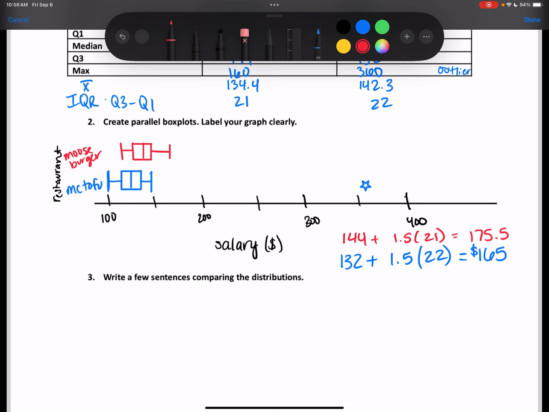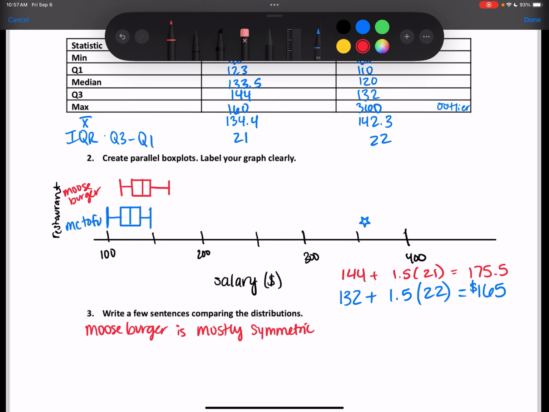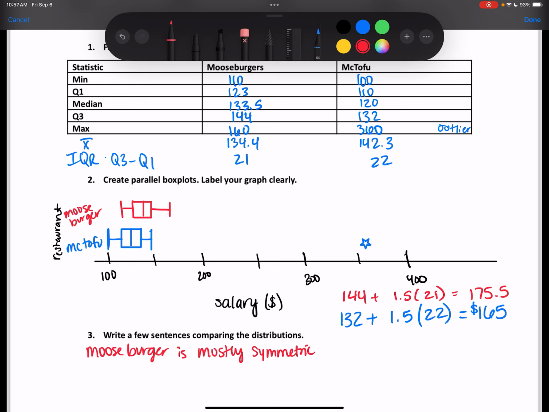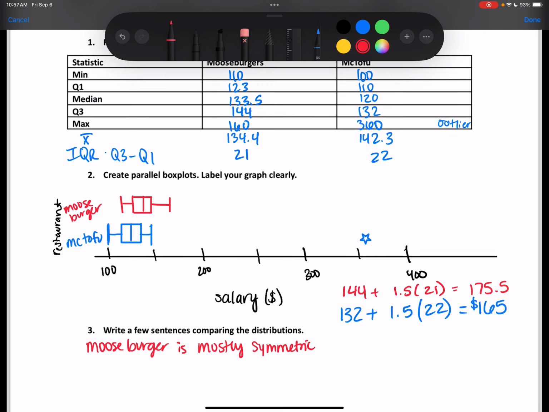Write a few sentences comparing the distribution. So some stuff I would say is that Moose Burger is mostly symmetric. And I can say that because my median is 133.5 and my mean is 134.4. If those numbers are basically the same, it tells you that they are pretty much symmetric. So that's where I'm getting that mostly symmetric from. And I'm just going to say with a salary approximately $134 because both of those numbers rounded would round to 134.